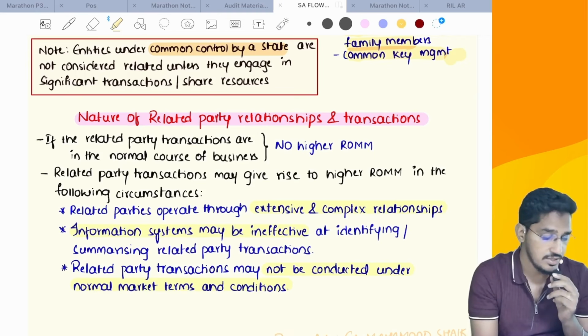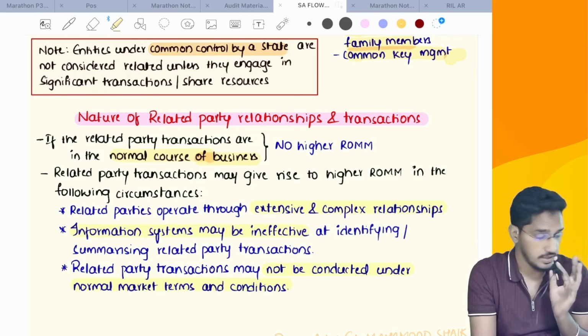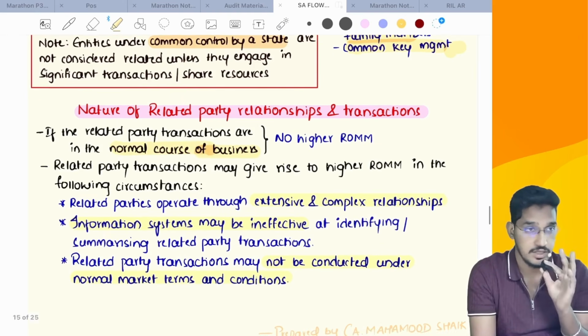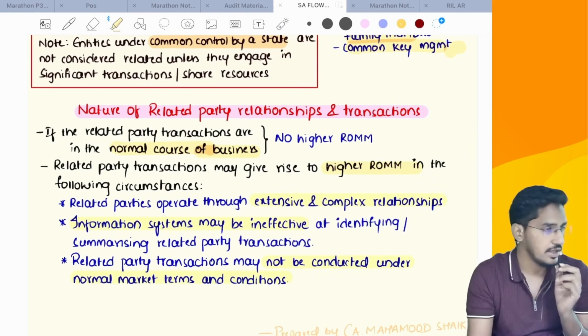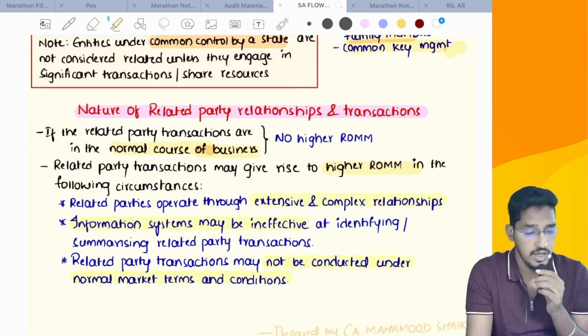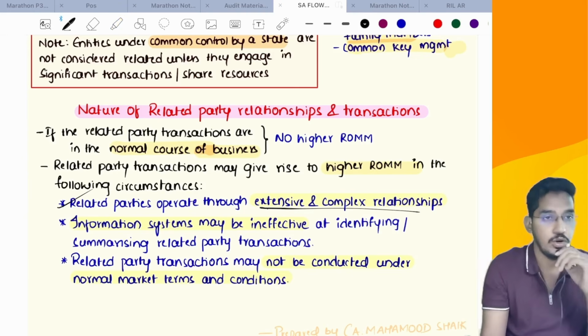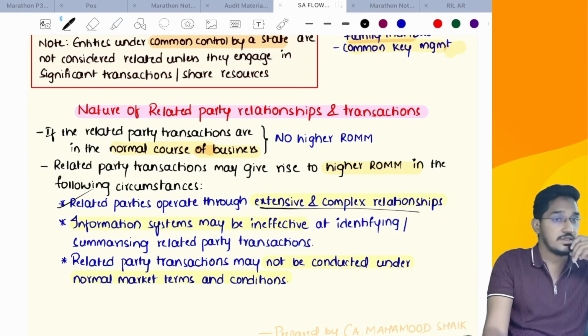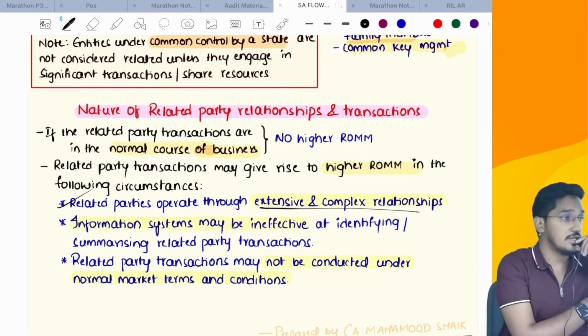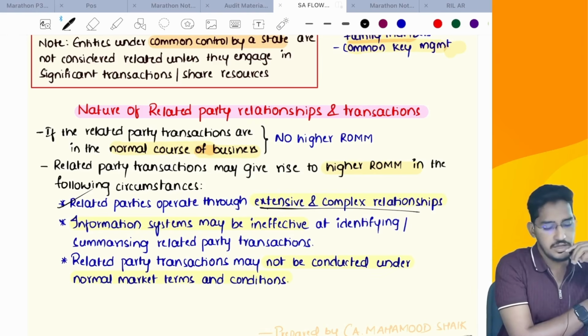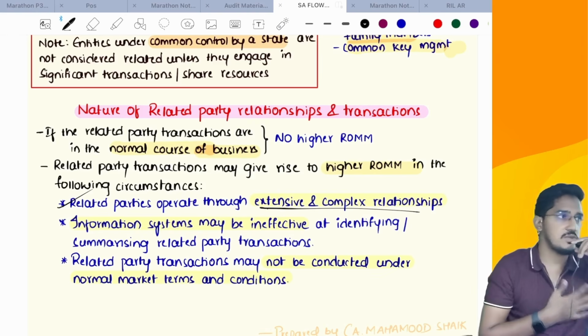So if the related party transactions are in the normal course of business, then there might be no higher risk of material misstatement. However, in some cases, the risk is very, very high. In some cases, related party transactions carry a very high amount of risk. In what kind of circumstances? Number one, if they operate through extensive and complex relationships. There may be a related party with which you don't have any direct relationship, but the relationship is very complex. What do we mean by an indirect or complex relationship? Say, for example, there is one company.